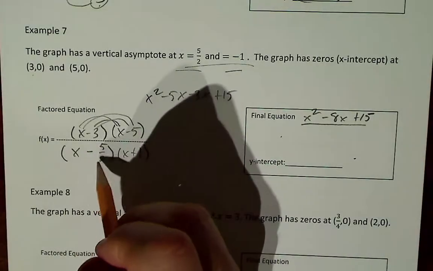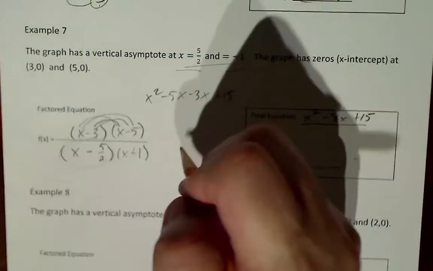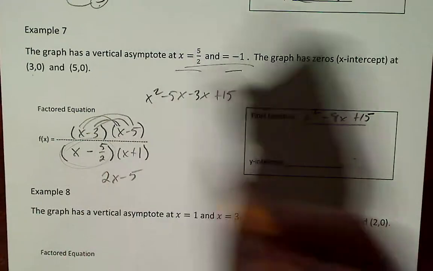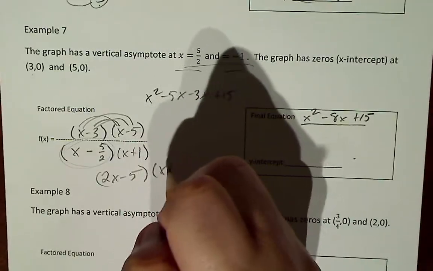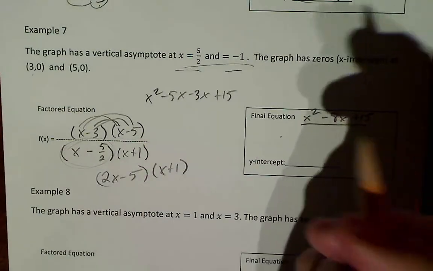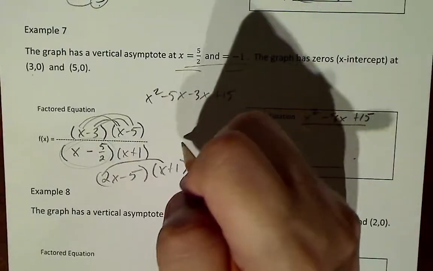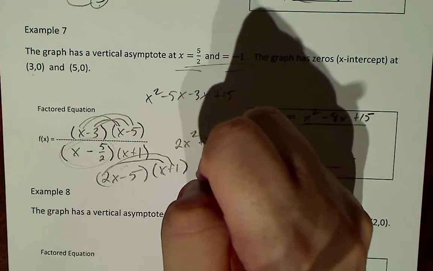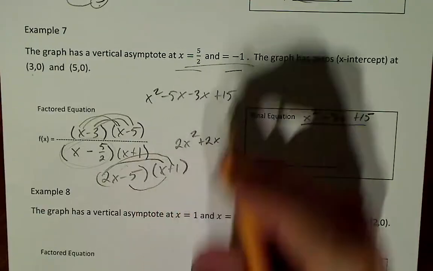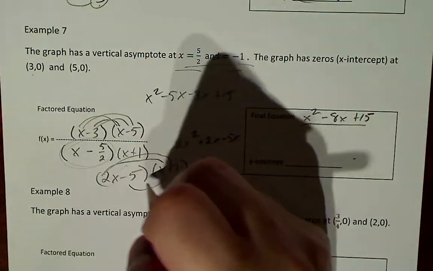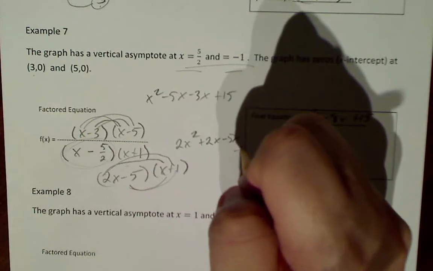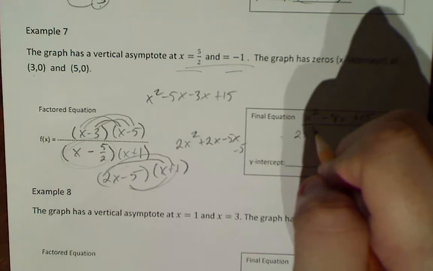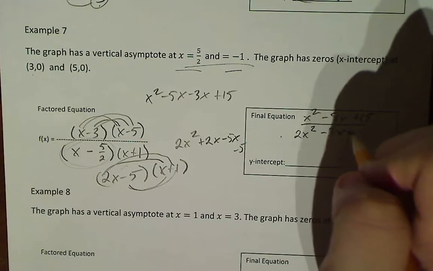Okay. This one right here, I can't leave it like this to multiply. So I'm going to rewrite it as 2x minus 5. And then I can multiply x plus 1 to it. Okay. So 2x times x is 2x squared. 2x and 1 is 2x. Negative 5 and x is minus 5x. And then negative 5 and 1 is minus 5. So my final bottom would be 2x squared minus 3x minus 5.